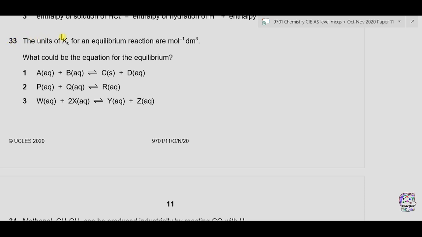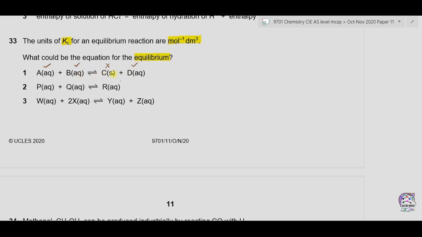Question 33. The units of Kc for an equilibrium reaction are per mole into decimeter cube. What could be the equation for the equilibrium? Mole per decimeter cube is used for solutions. So A is in aqueous form, B is in aqueous form, C is solid, so therefore there is no concentration of C, and D is also in aqueous form.